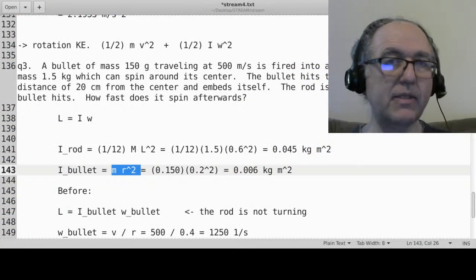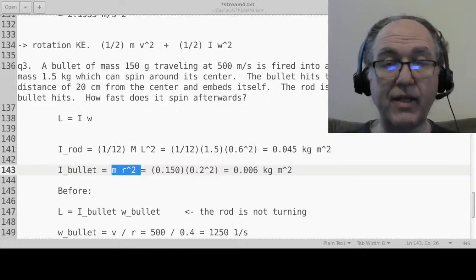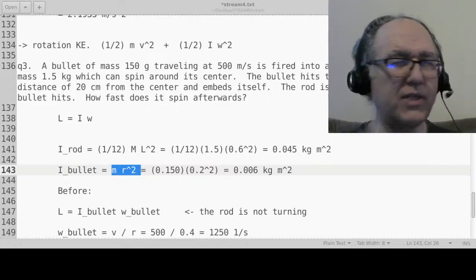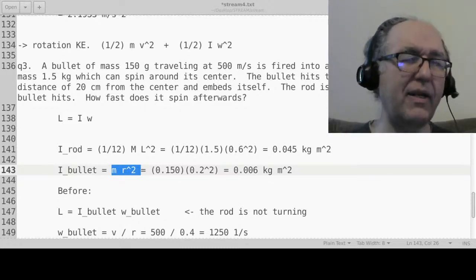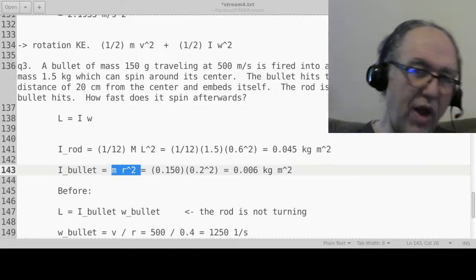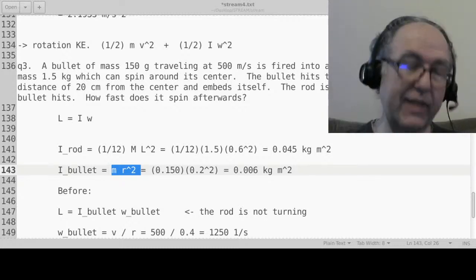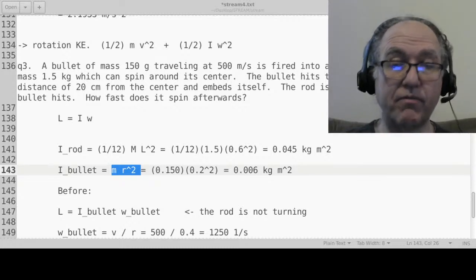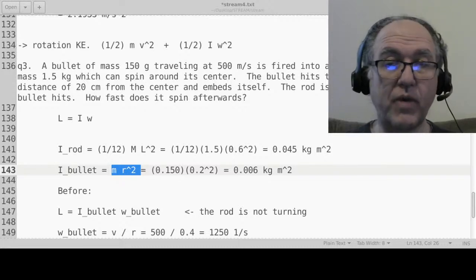That's a little bit subtle because the bullet is moving in a straight line, but as long as it's moving in a straight line, it's really not part of the problem. It's when it gets embedded and starts to travel in a circle that it has a moment of inertia, and that moment of inertia is its mass times its radius squared.